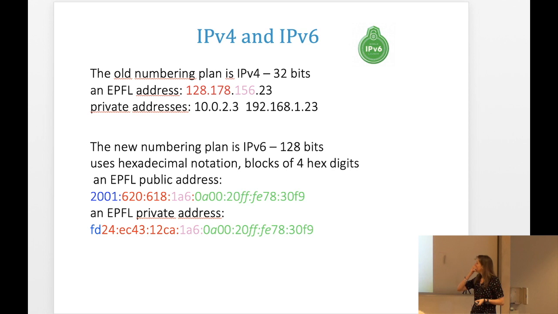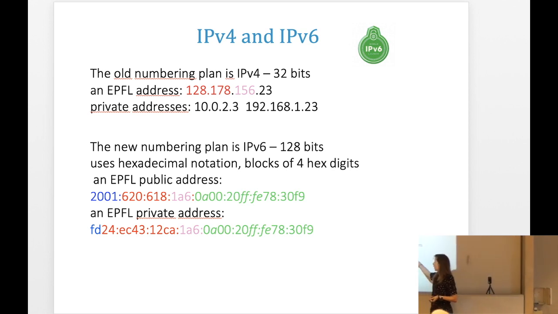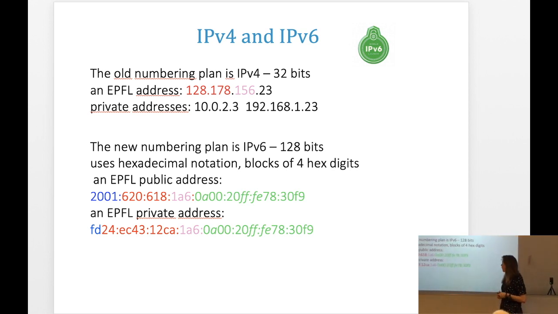So before we used decimal notation, but now we use hexadecimal notation. And these are typical IPv6 addresses. So the 128 bits are broken into chunks of 4 hexadecimal digits. So this is a typical EPFL public address. So we have to differentiate private from public addresses. Usually we use public addresses to be able to communicate over the internet, over the public space. So with this, people will understand where you are physically in the world.